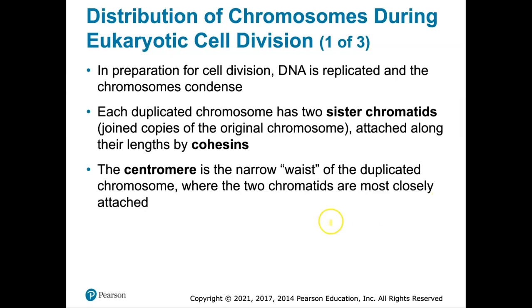So each duplicated chromosome has two sister chromatids, which are identical copies. And this will happen during interphase, before mitosis. And the sister chromatids are attached by cohesins. And the place where they're attached kind of looks like a waist, and we call it the centromere.